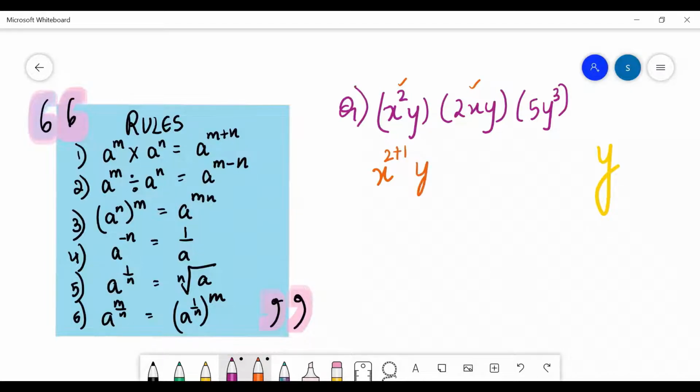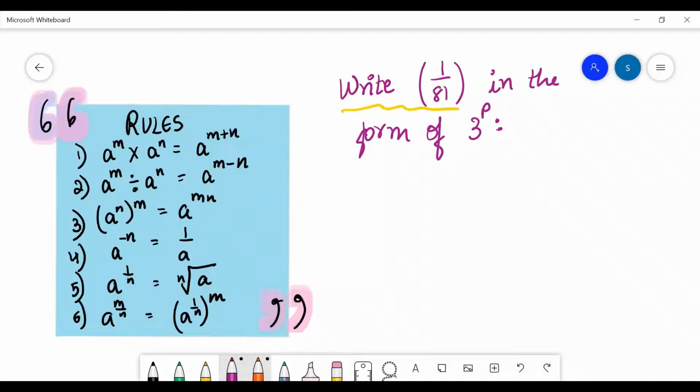And then you have y. So look for y in each bracket. You have y in the first one, in the second bracket you have y, and in the third bracket you have y cube. So add the powers 1 plus 1 plus 3. And then you have the numbers here. So here you have 2 as a constant in the second bracket and 5 as a constant in the third bracket. So just multiply them as well. So you get 10. So when you simplify this, you get 10x cubed y power 5.